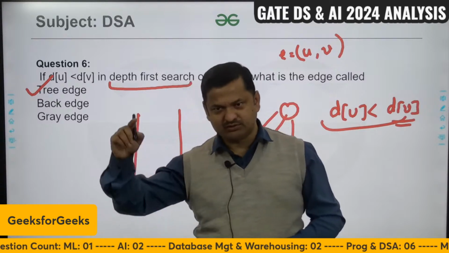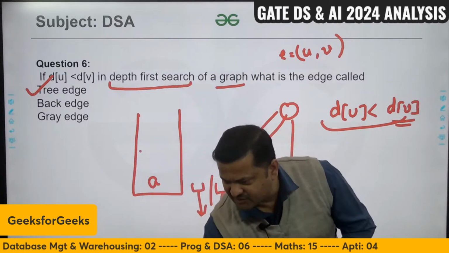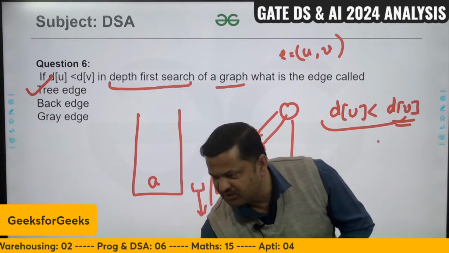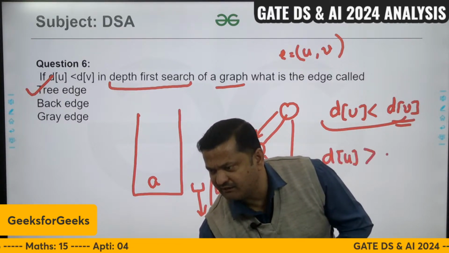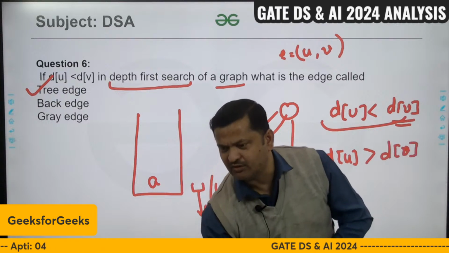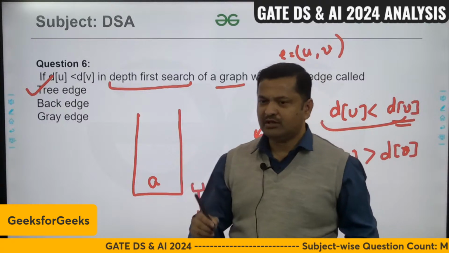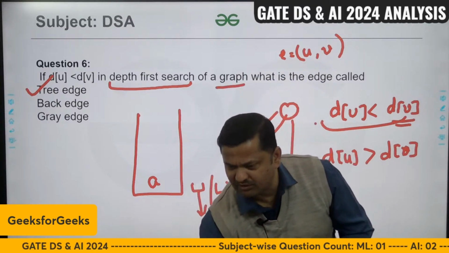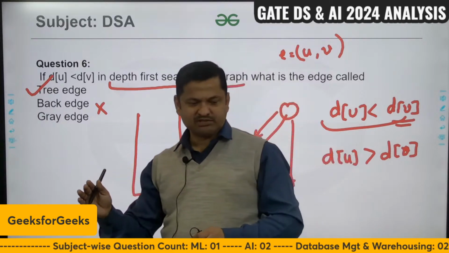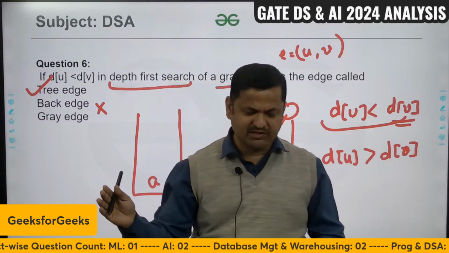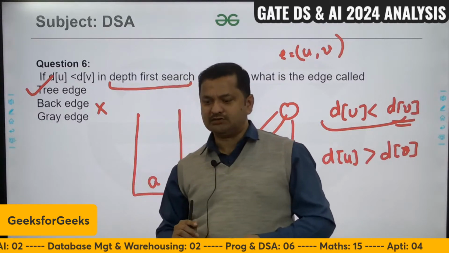For the back edge, because that requires backtracking, the definition is just the reverse of this: d[u] should be greater than d[v]. So this is not the option given. The given criteria is that d[u] is lesser than d[v], so definitely this is going to be the tree edge. So back edge is not the option, and otherwise the forward or cross edge, which have different definitions. So the exact answer for this question is the tree edge. All right.